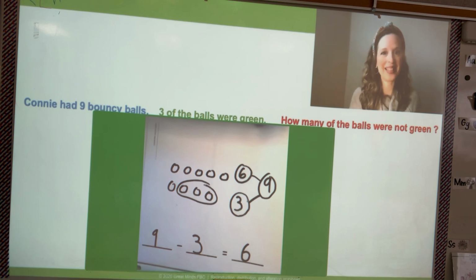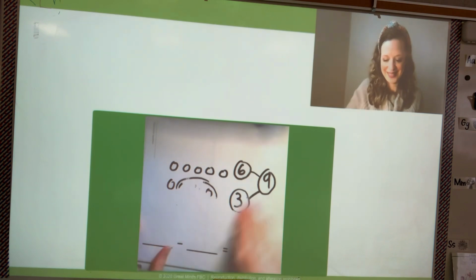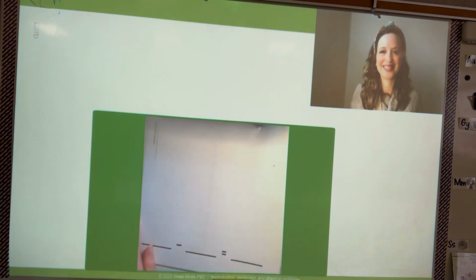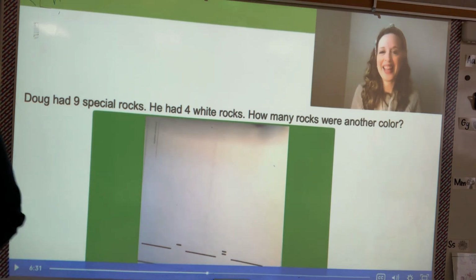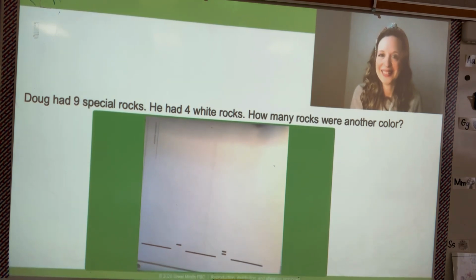Let's erase your boards. Erase, erase, erase. Erase your board nice and clean. Ready for another story? I'm going to give you just a second to erase so that you can be focused and ready to listen. If it helps you to close your eyes while Miss Emily tells the story, then do that too. Close your eyes and try to visualize the story in your head. Are your eyes closed? All right.